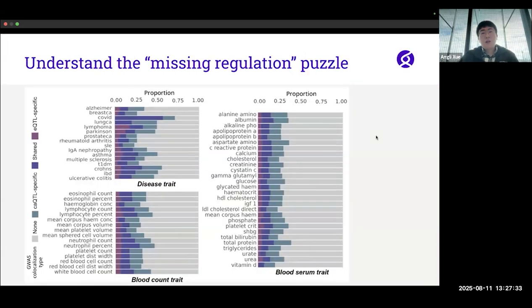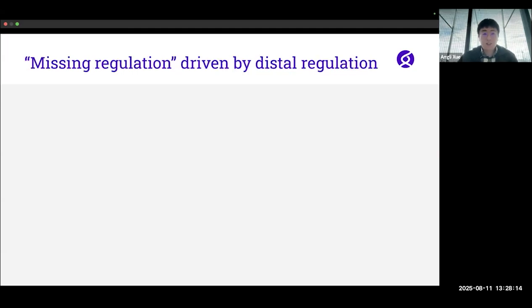And then we try to understand this missing regulation puzzle. We want to divide the colocalization pattern into 4 scenarios. In this stacked bar plot, there are 4 colors, which indicate whether the QTL is colocalized with the GWAS in both, only eQTL colocalization, or only caQTL colocalization. If we look at this light blue region, which is the inflammatory bowel disease, you can see around 10% of the GWAS signals only colocalized with the caQTL. And we want to understand why this is the case.